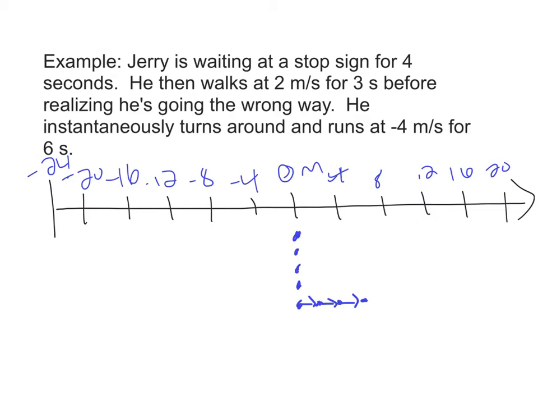So I'm going to erase the dot here. So erase this dot. And we're going to now put the dot underneath where it would have been. And the only reason I'm doing that is because of the change in direction. We now want to show that he runs at -4 meters per second for 6 seconds.